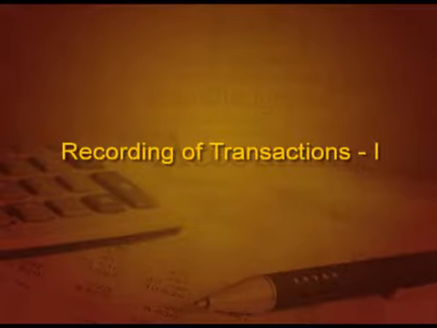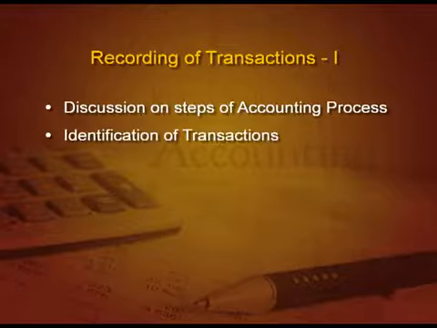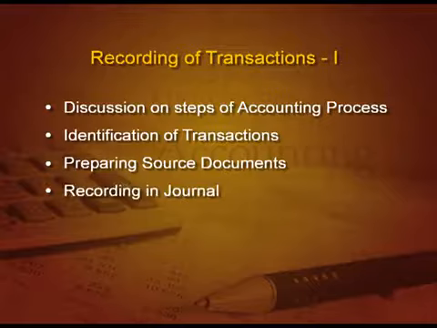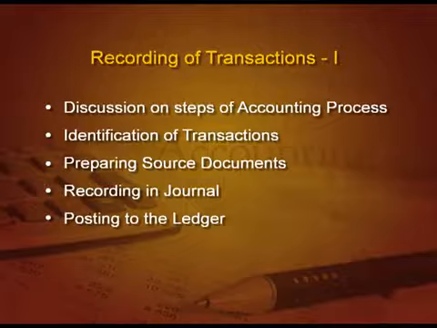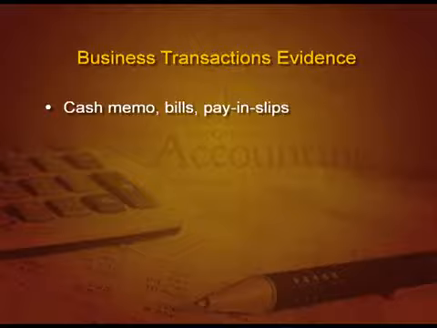Welcome students. Today we are going to start with chapter 3, recording of transactions. In this chapter we are going to discuss the steps of the accounting process: identification of the transactions, preparing source documents and then recording it in the journal and then posting it to the ledger. Business transaction evidence means cash memo, bills, pay-in slips, etc.